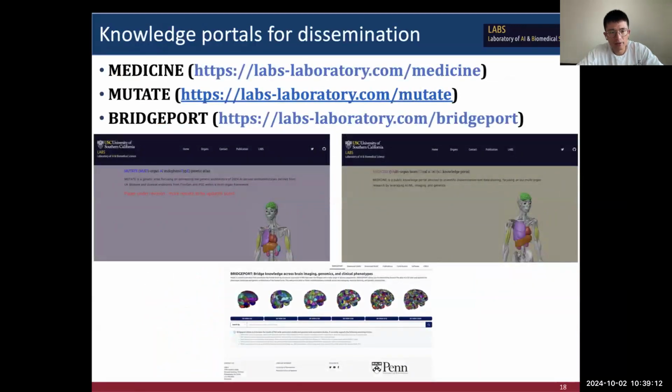We also developed several publicly available knowledge portals to disseminate our research findings and share data with the community. The MEDICINE portal was designed specifically for the multi-organ research in the lab and with our collaborators. And MUTATE is a research portal to disseminate another paper looking at the causal relationship more broadly with other AI-derived endophenotypes in the group. And the BRIDGE portal was developed during my postdoc at UPenn to share the GWAS summary statistics of an AI-derived brain population.